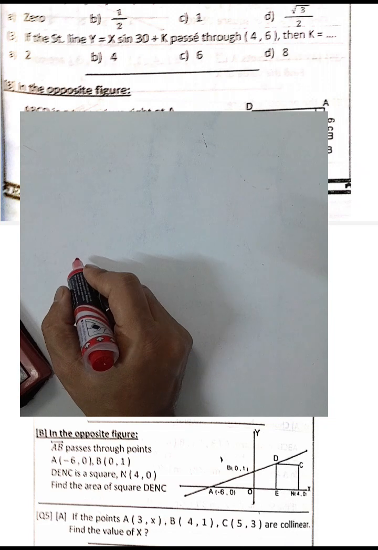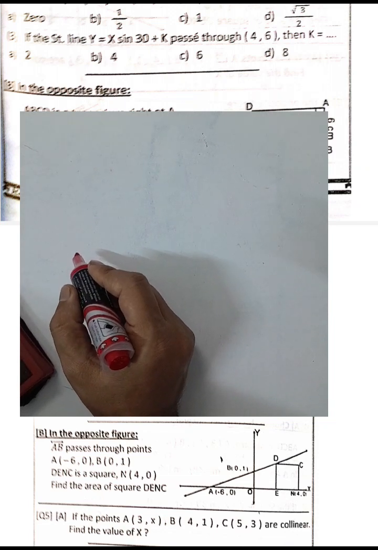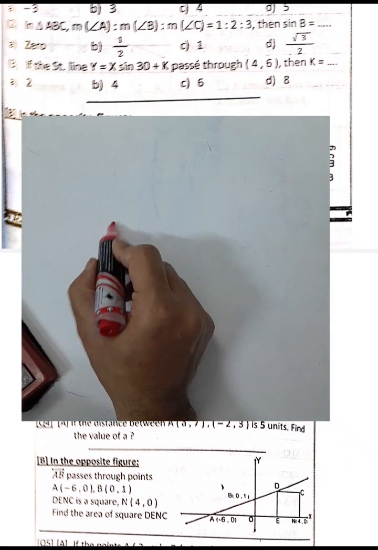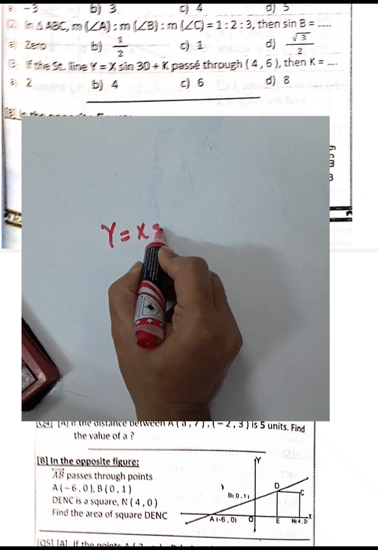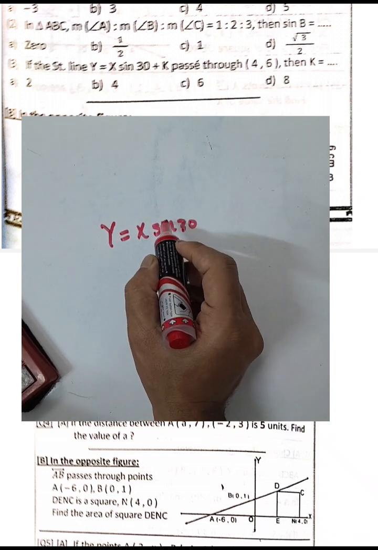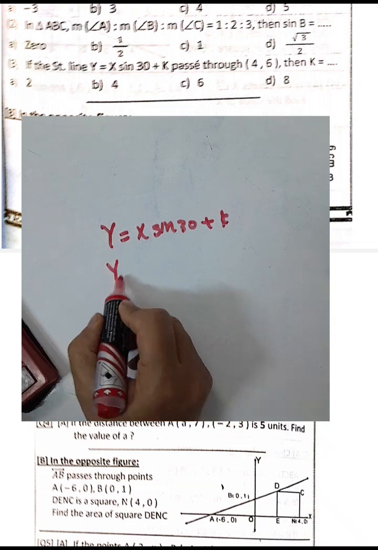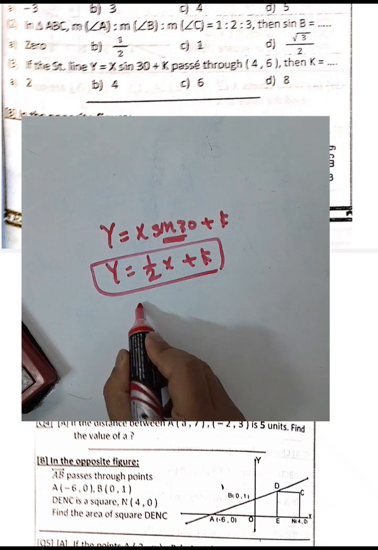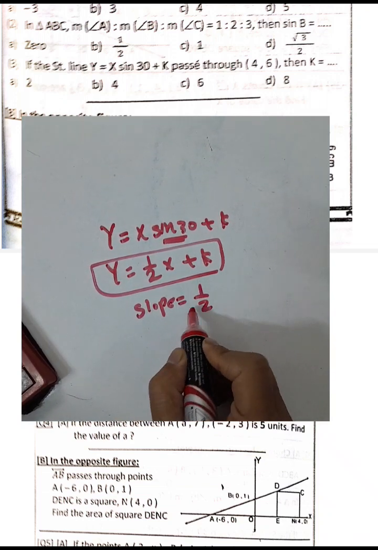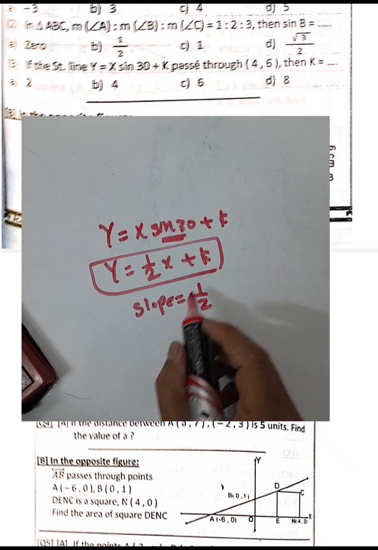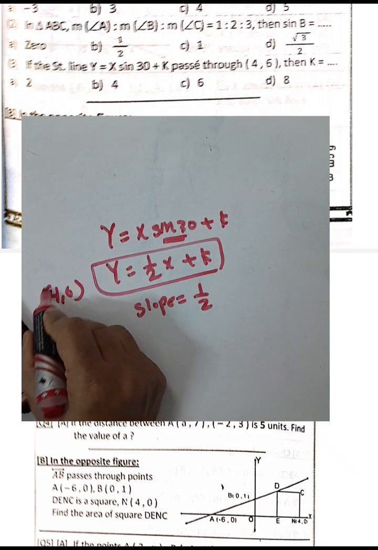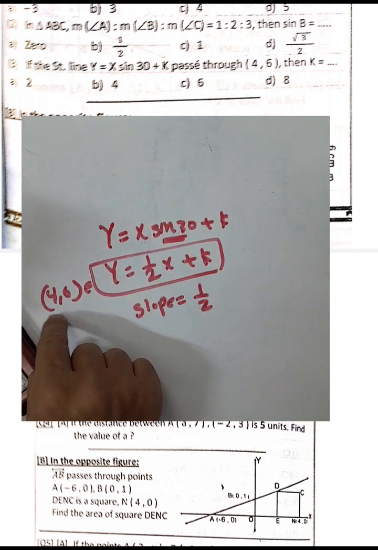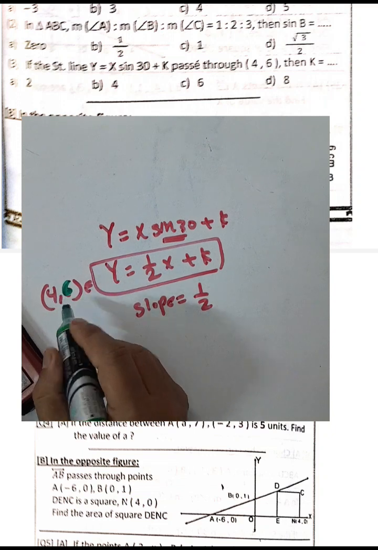Question: if the straight line y equals x sine 30 plus k. Okay, we have the equation of a straight line, y equals x sine 30 plus k. We can simplify it. Sine 30 equals half, right? Half x plus k. Then the slope here will be half. And this straight line passes through the point (4, 6). We can put the point 4 and 6 in the straight line.